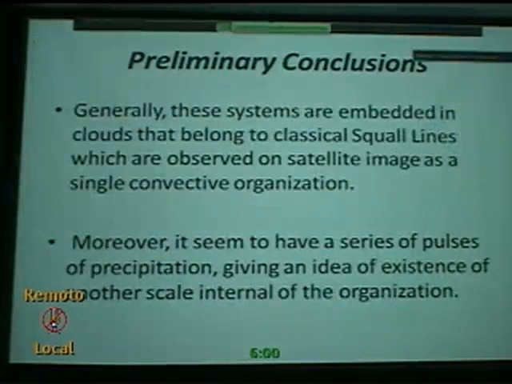Some preliminary conclusion is this system, this micro squall line, is generally blended to the classical squall line that you see as a single system organization. When you take the radar, you can see more pulses of the precipitation. So the idea that Luis talked about, maybe he can talk a little bit more about this, is to understand more about this organization between rainfall scales. That's it.